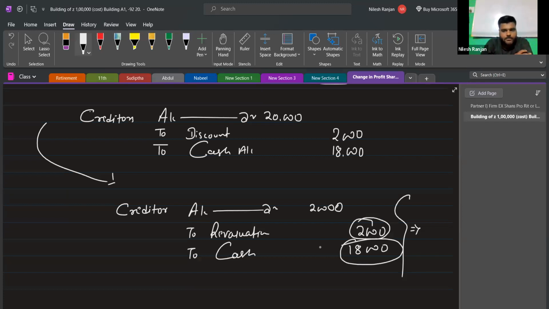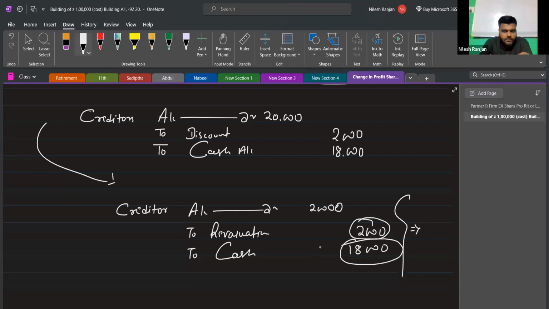So in revaluation account, only the loss or profit, the increase or decrease in value, will be recorded. But where will this 18,000 go? Cash account? Yes, in cash account. Okay, sir. In cash account, credit side, because it is a payment.